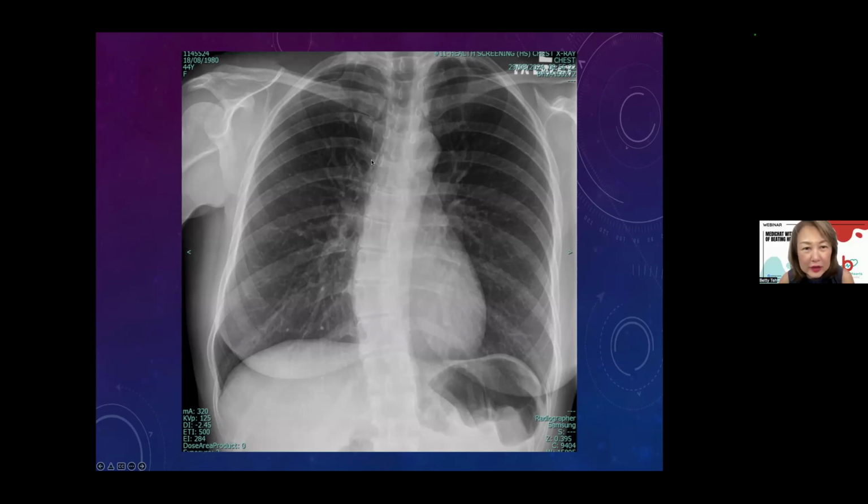Is it because there is a linear line coming down? Yes, this is the linear line. So this is the azygous lobe. Okay, very good. So next.